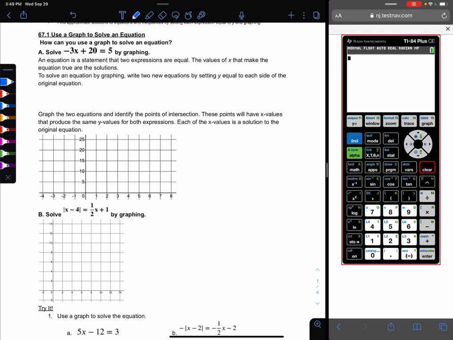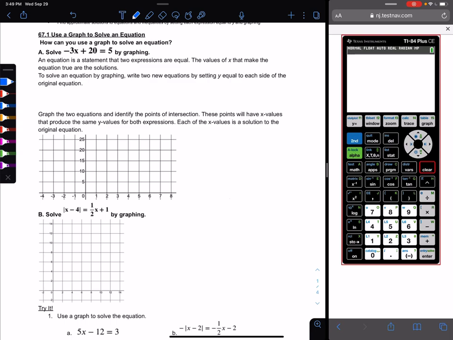So an equation is a statement that two expressions are equal. The values of x that make the equation true are the solutions. Sometimes there are multiple solutions, sometimes there's no solution, sometimes there are infinite solutions. Our goal here is just to figure out for these specific problems what the solutions are.